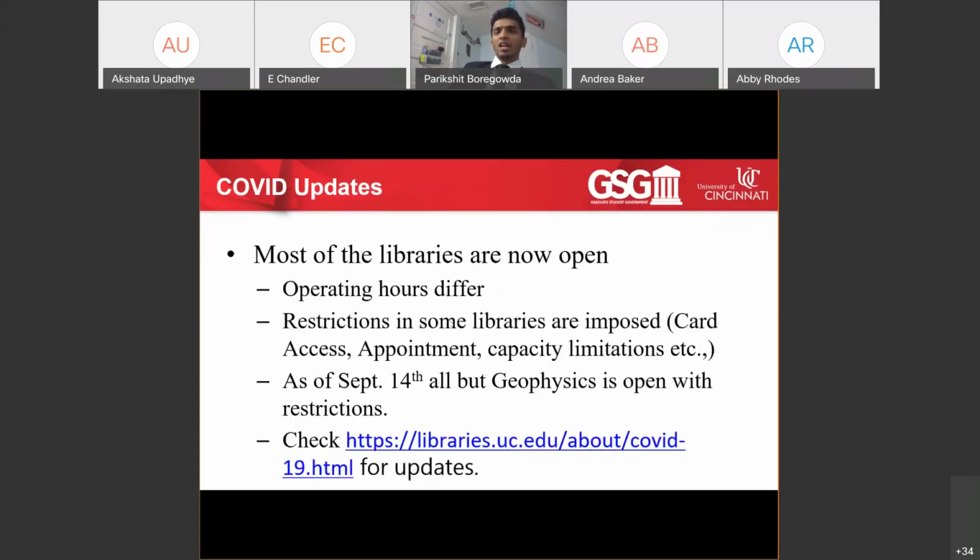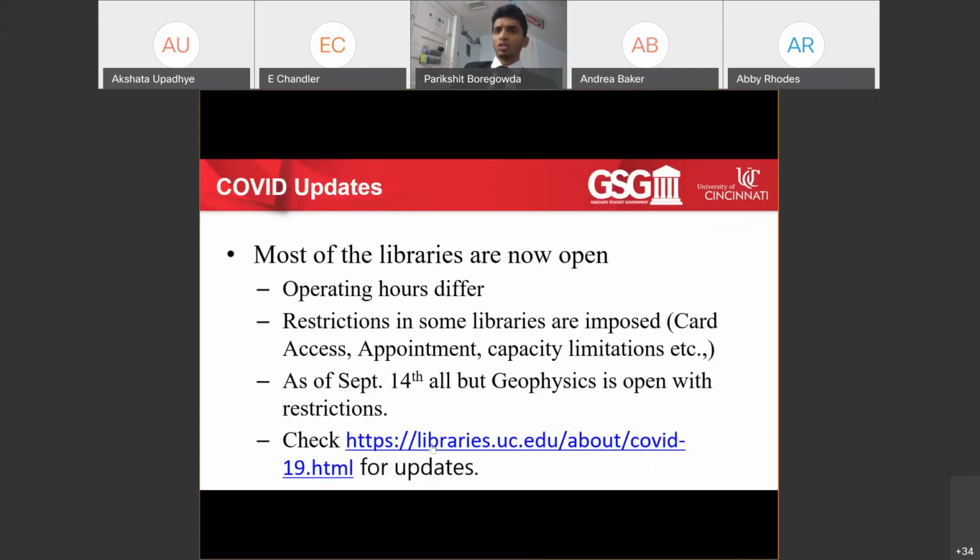Another update with regards to libraries, because there were some concerns. I just wanted to let you know that most of the libraries are open now. As of September 14th, we had a couple more department libraries go live. The only library that's not yet open is the Geophysics library. But all the libraries that are live have some restrictions imposed.